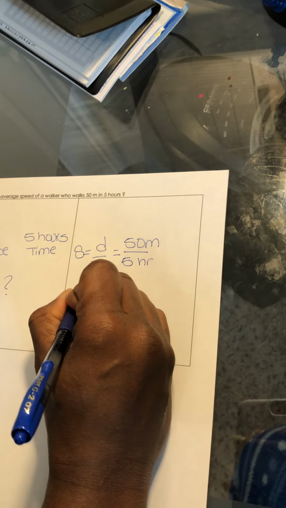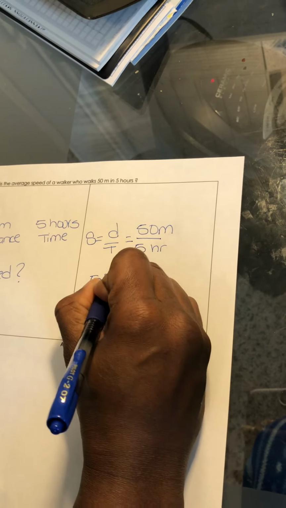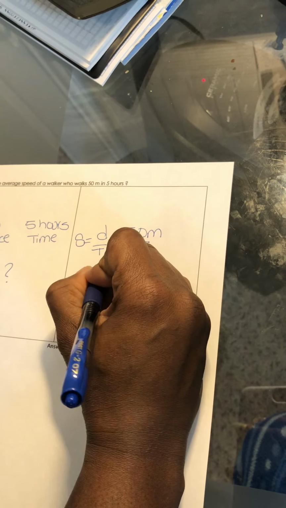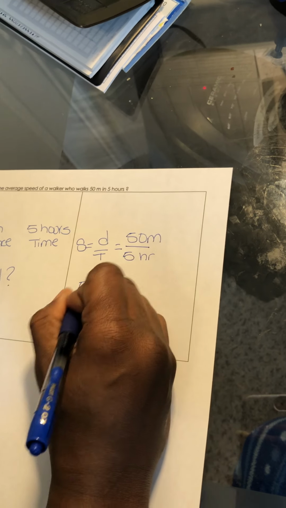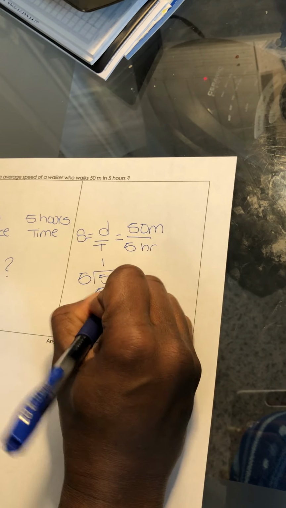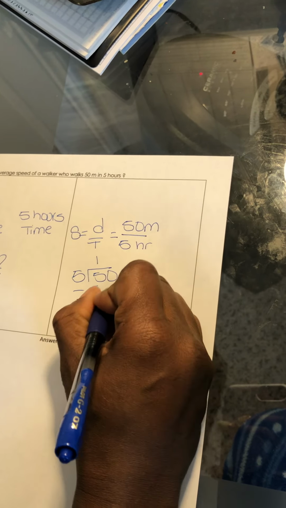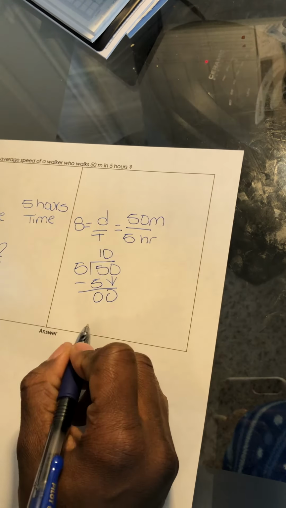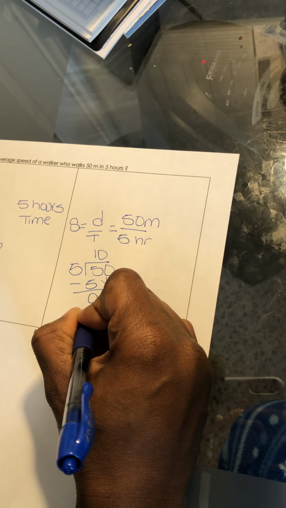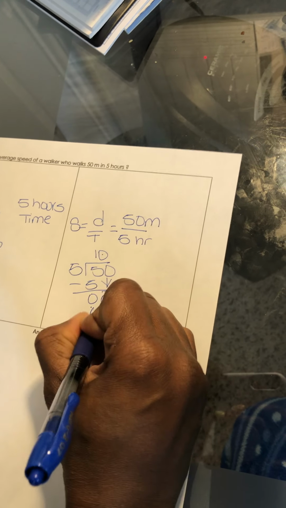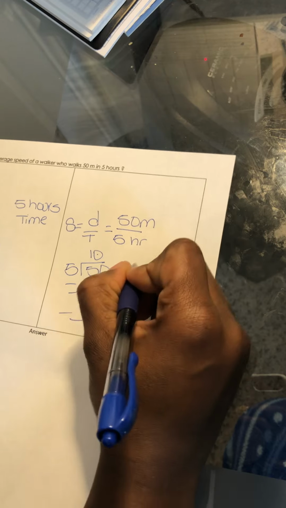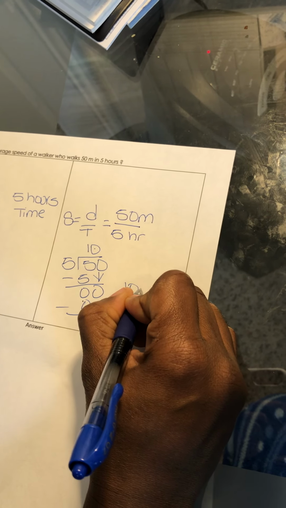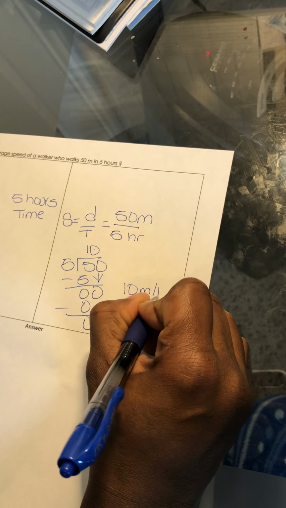Now let's set our problem up. 5 on the outside, 50 on the inside. And this is pretty simple. 5 goes into 5 one time. 5 times 1 is 5. 0. Bring that other 0 down. 5 goes into 0 times. And you can continue bringing the zeros down. 0 times 5 is 0 till it zeroes out. But our answer is going to be 10 miles per hour.